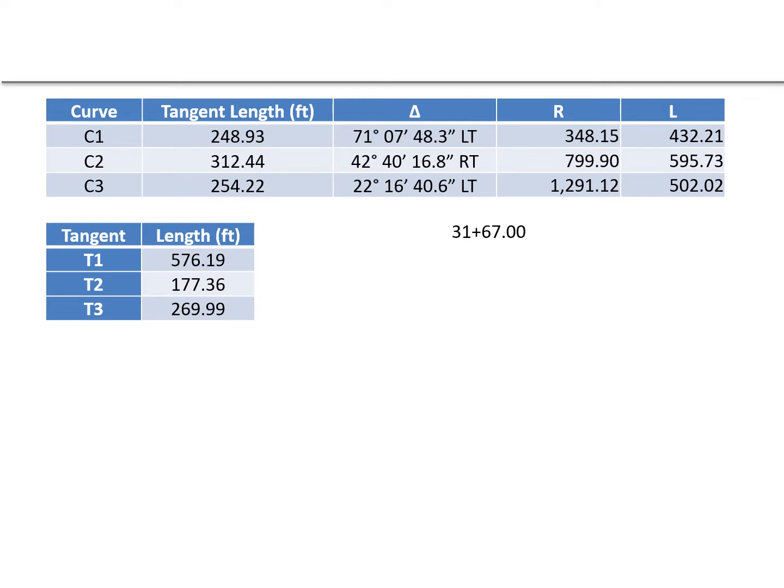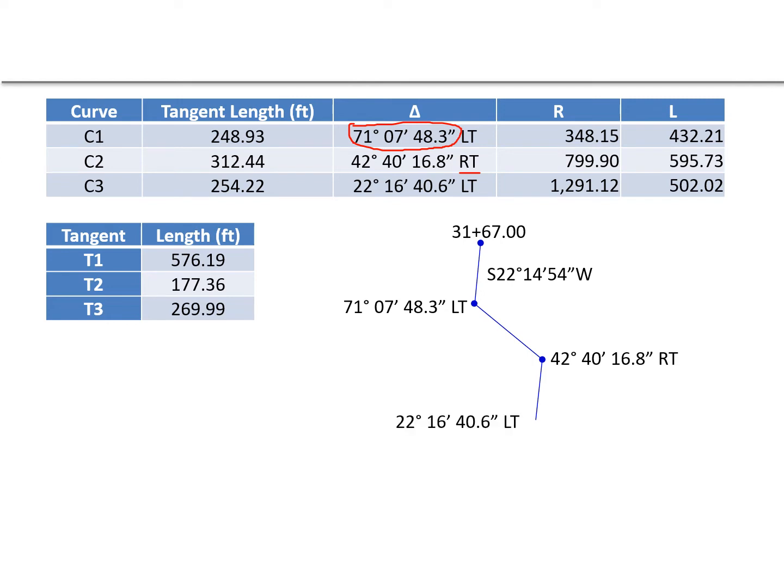So let's start adding these values in now and drawing out our alignment. So we started at point 31 plus 67 with a bearing of south, 22 degrees, 14 minutes, 54 seconds west. So the line should look approximately like this. Next, we're going to turn an angle, a delta, of 71 degrees, 7 minutes, 48.3 seconds to the left. And that's as we're going along the alignment, so that's the way the next tangent should look. Then at that point, we're going to turn 42 degrees, 40 minutes, 16.8 seconds to the right. So we'll turn back to the right there. And then finally, our last turn will be 22 degrees, 16 minutes, 40.6 seconds to the left.